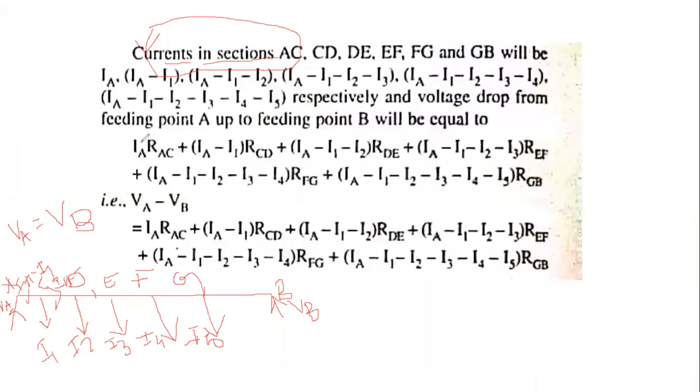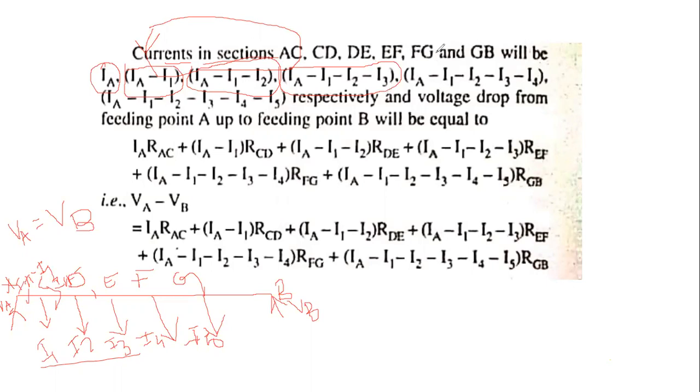First of all, in the AC section, A to C section, what is the current? IA. Next, in C to D section, what is the current? IA minus I1. Next, in D to E section, what is the current? IA minus I1 minus I2. Next, E to F section, what is the current? Okay, this is the E to F section. How many currents are dropped? 3 currents. That's why we take IA minus I1 minus I2 minus I3.